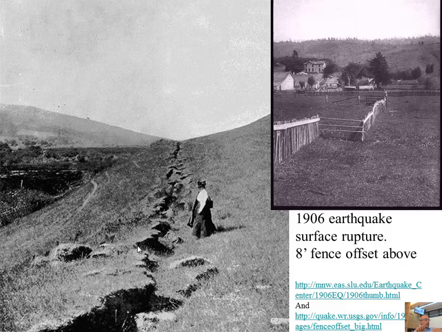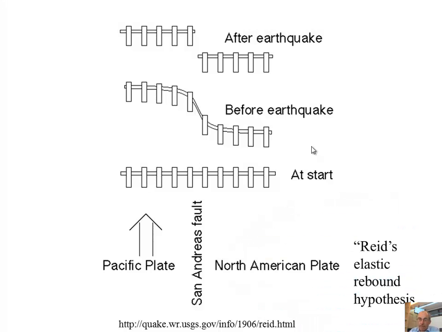It's just tearing the ground, and here, remember, I was talking about the effect of the vegetation holding the blocks together. And then this was the famous fence that they show that was offset. So the idea of elastic rebound is you start at the beginning, and because of the plate tectonics, you slowly deform, and then in the earthquake, it snaps back, right?